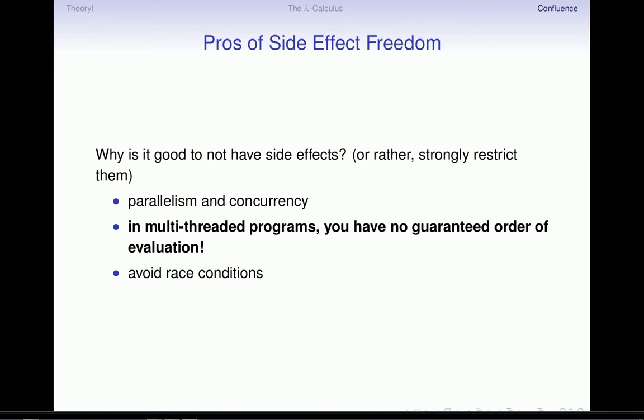Now, why is it good to not have side effects in the first place, or rather strongly restrict them? One main point is that parallelism and concurrency gets easier to do. In multi-threaded programs, you have no guaranteed order of evaluation, which already sounds like Haskell, and by restricting side effects, you can avoid race conditions. Think of what John Carmack initially said when I presented the quote to you.